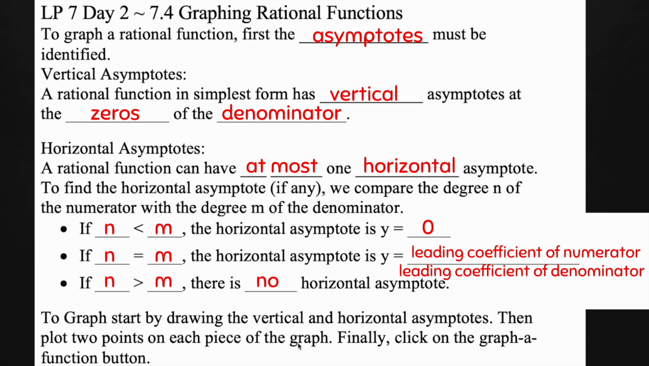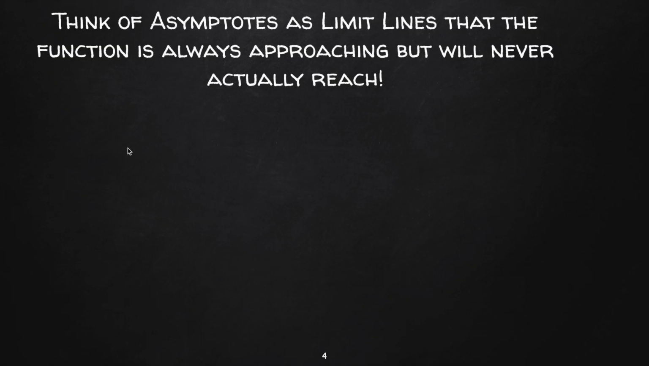Then you plot 2 points on each piece of the graph. This means you graph 2 points to the left of the vertical asymptote and 2 points to the right of the vertical asymptote. So it's going to look like there are 4 sections of the graph, but really you're focusing on the vertical. Finally, you click on the Graph a Function button when you're on ALEKS. If you're doing this on paper, you're going to eyeball the graph a little bit more, but on ALEKS it will actually graph it for you once you have your pieces.